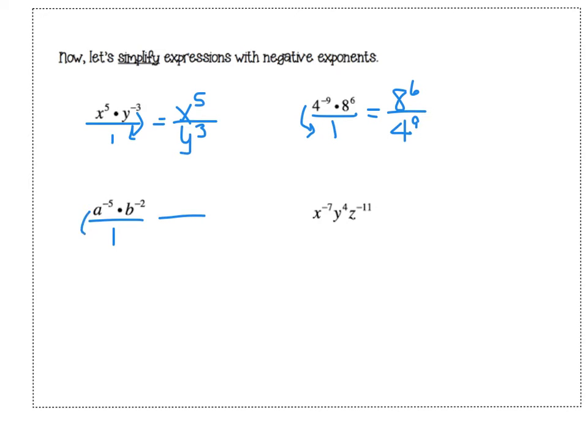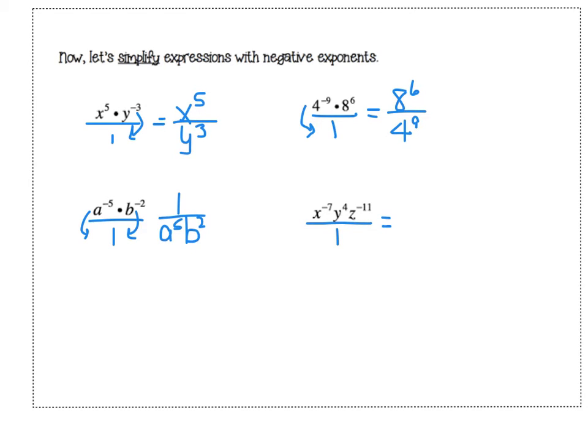If I were to move both of those terms down to the denominator, I'm going to have a to the positive 5th and then b to the positive 2nd. And since I have nothing on top, we're going to write a 1 in the numerator as a placeholder. Our last example has 3 variables, so we'll just do them one at a time.